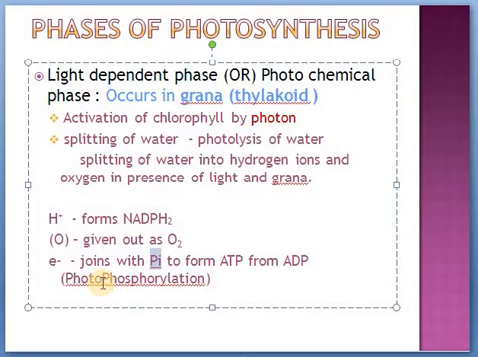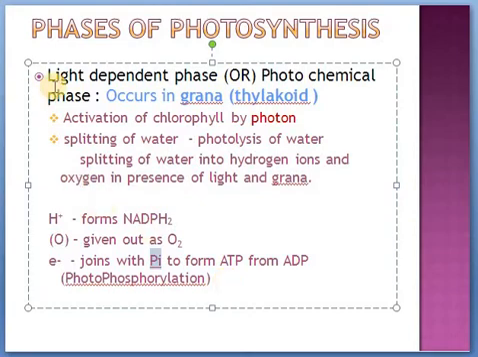Sometimes they can ask you a question, for those who are preparing for competitive exams. The location of photophosphorylation reactions, where does this occur? In the grana or thylakoid. Grana membrane or thylakoid membrane would be the very correct answer. So photophosphorylation occurs during light reaction. The three things which occur during light reaction are activation of chlorophyll, splitting of water, and then photophosphorylation. Remember that, please take note of it.